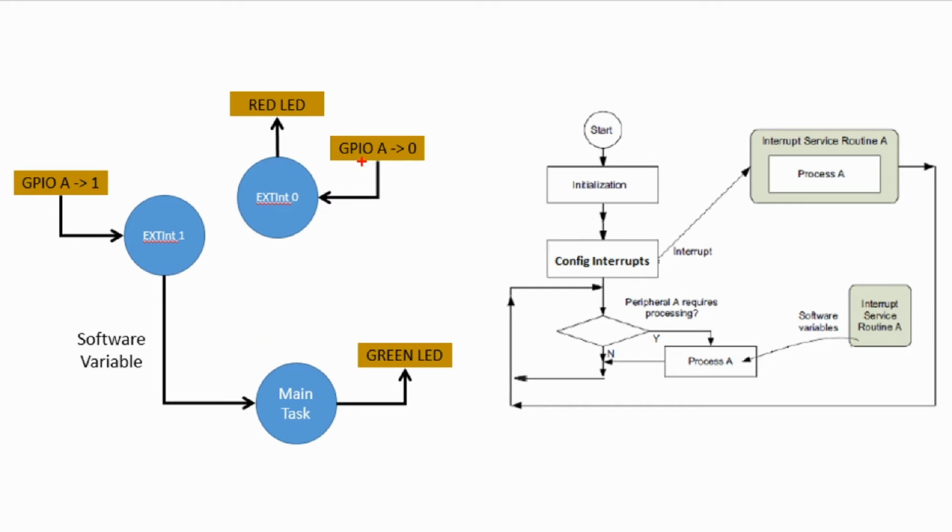We're going to have an external interrupt associated with pin 0 of your port A. And whenever that happens, I'm going to blink a red LED. And I'm going to look at GPIO from port A1, and if that happens, I'm going to pay attention to external interrupt 1, use a software variable that communicates with my main and blinks a green LED.